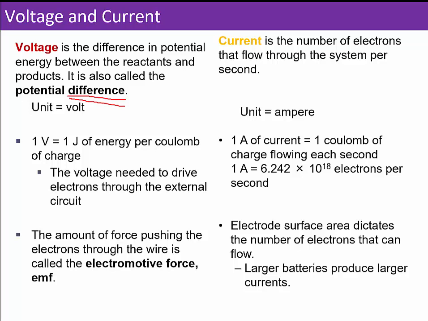Right? An amp of current is 1 coulomb of charge flowing through each second. So 1 amp is 6.242 times 10 to the 18 electrons per second, so about a tenth of a mole of electrons. The voltage is the amount of force pushing the electrons through a wire. It's called the EMF. And the electrode's surface area, on the current side, is going to dictate the number of electrons that can flow. Larger batteries can produce larger currents.